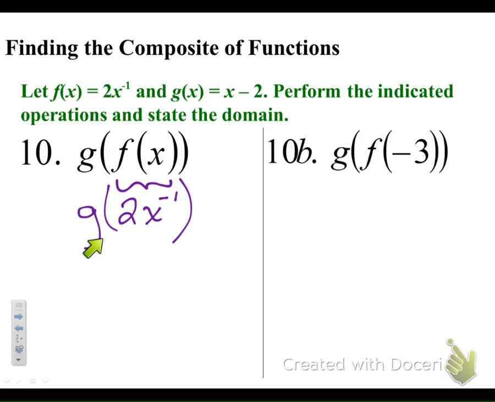Look at how it's written. It says g of 2x to the negative 1, and this just says g of x. So instead of this x, I need this expression. So I'm going to take that 2x to the negative 1 and subtract 2.